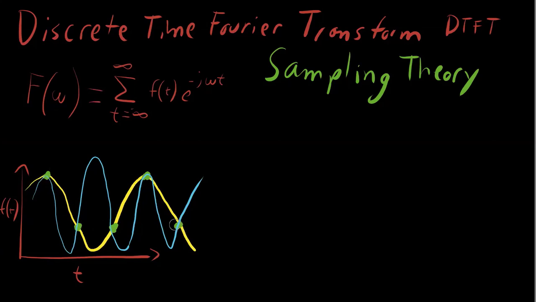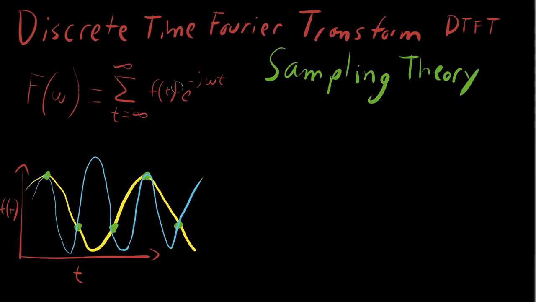And thus you would never be able to tell the difference as to whether you sampled from the yellow curve, the blue curve, or any of the other multiples that go through these points. That's what sampling theory is telling you. And this is a direct consequence. The reason for this idea will help you understand why the DTFT looks the way it does.